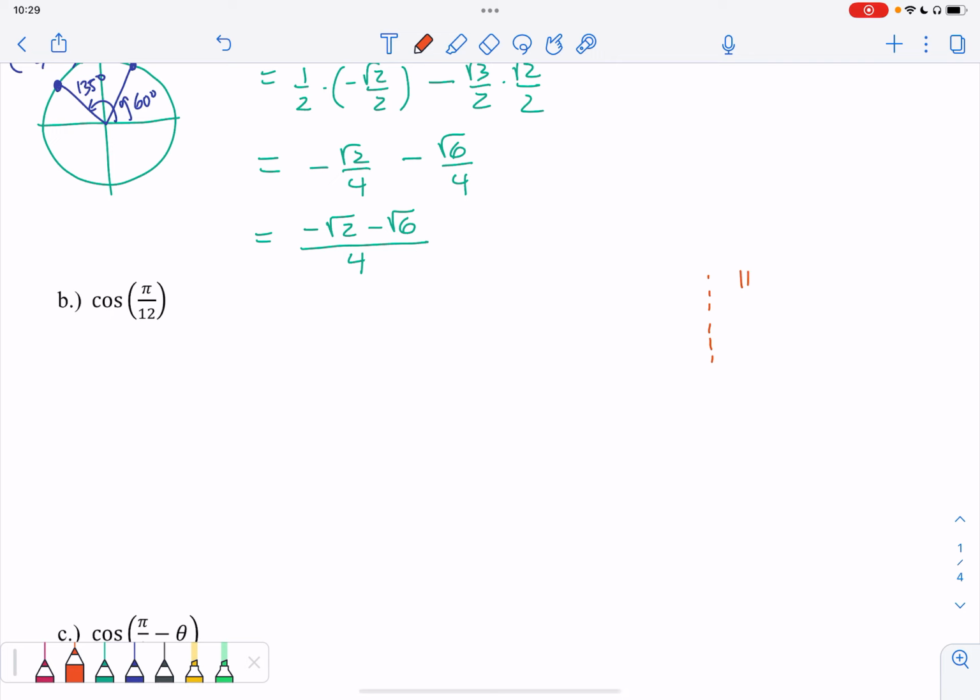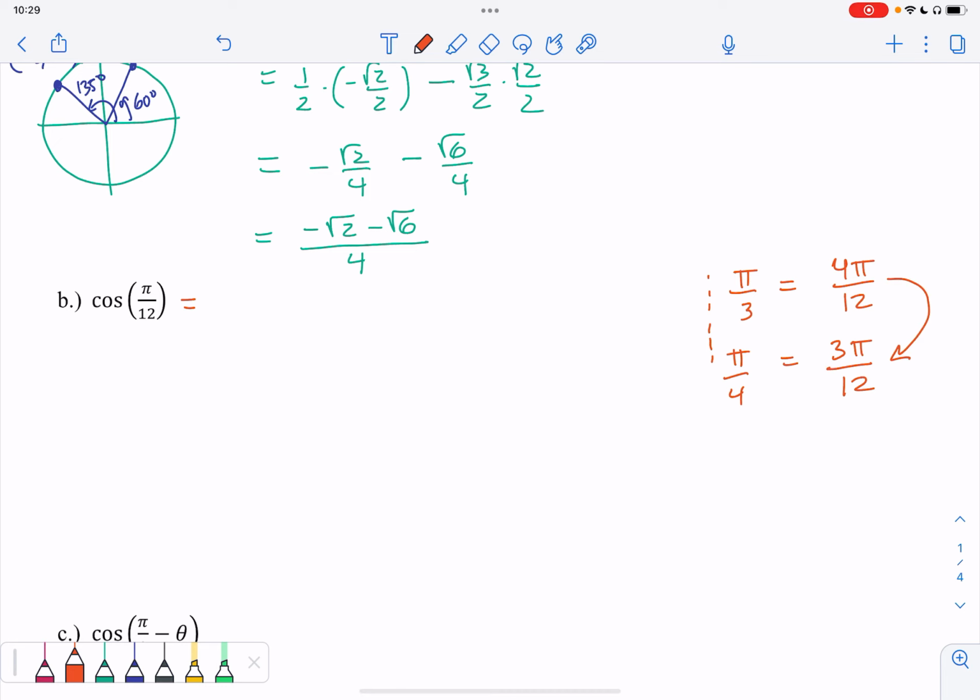Well, I might try something like, what's pi over 3? In terms of twelfths, that would be 4 pi over 12, okay? Then what about pi over 4, say? Well, pi over 4 is just 3 pi over 12, right? And now I can see if I do this subtraction, I would get pi over 12.